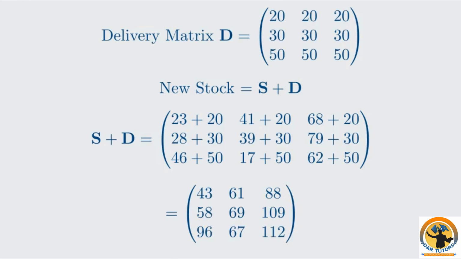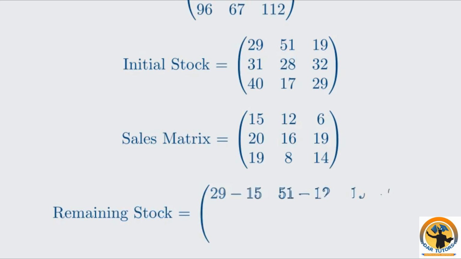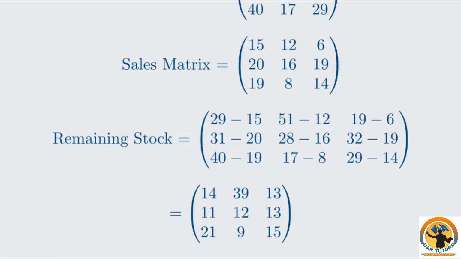Matrix subtraction works the same way. We subtract the corresponding elements. If Thao started with a different stock matrix and then had these sales, the remaining stock would be found by subtraction. Again, the result is a matrix of the same order. We've now mastered matrix addition and subtraction, fulfilling another part of our second objective. Remember the golden rule: same order, then combine corresponding elements.